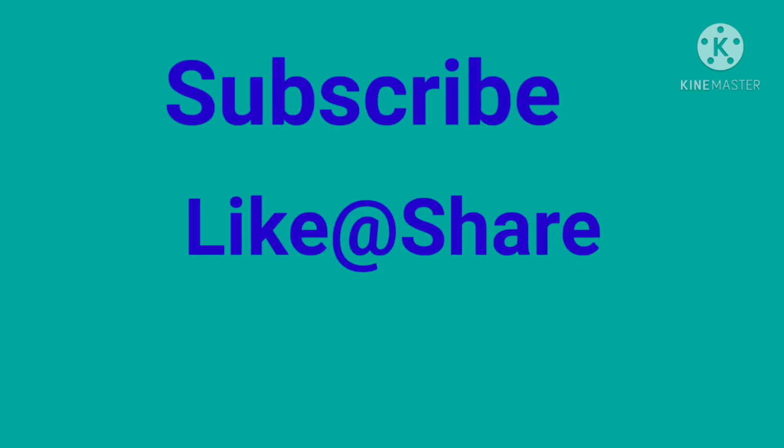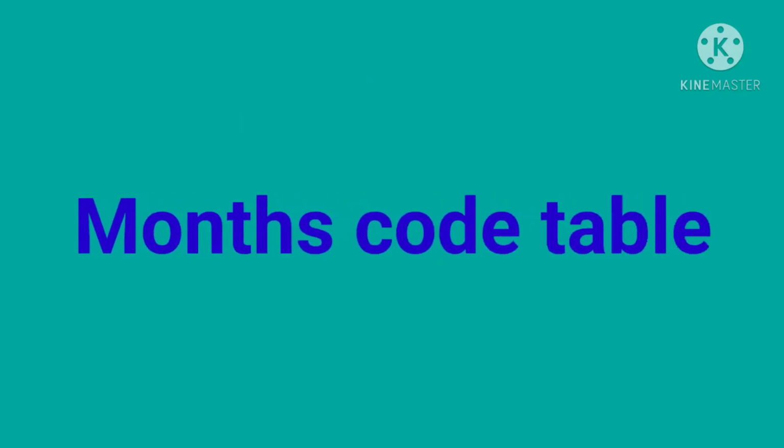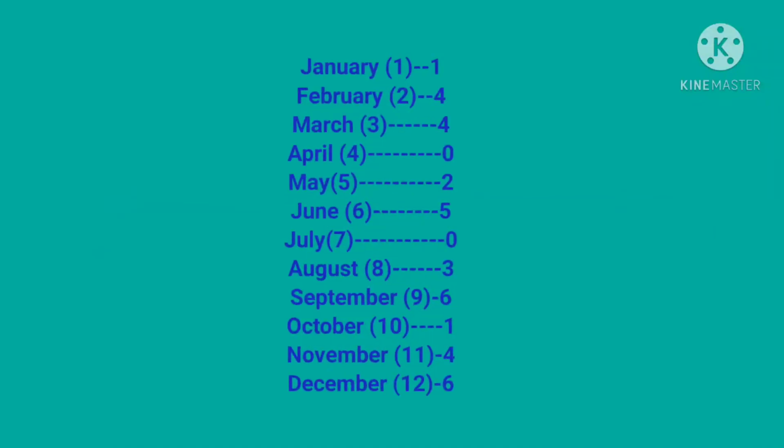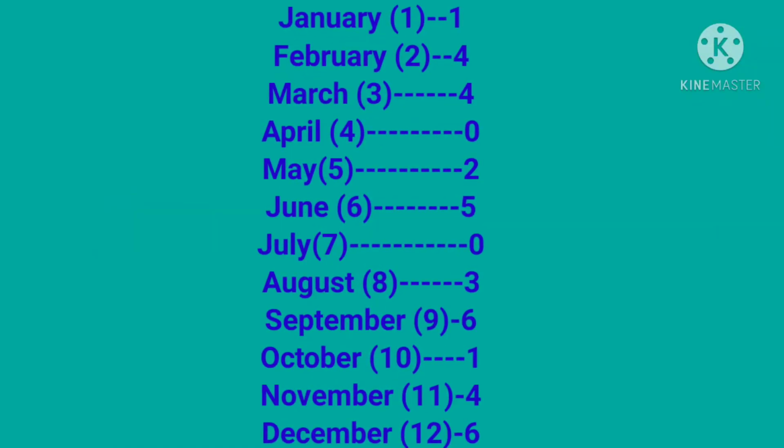And the second important table is the months code table. There are 12 months and for each month there is a code. For the month of January, that is number 1, the code is 1. For February, that is 2, the code is 4. For March 3, it is 4. April 4, it is 0. May 5, it is 2. June 6, it is 5.